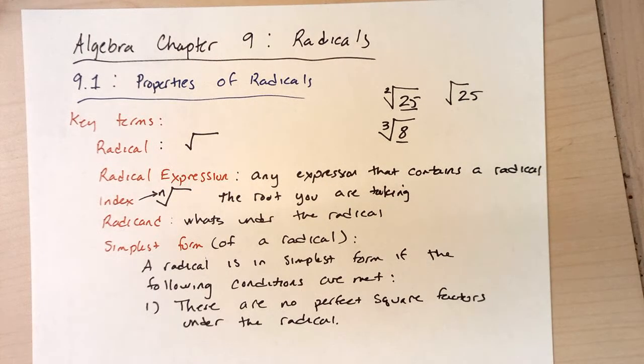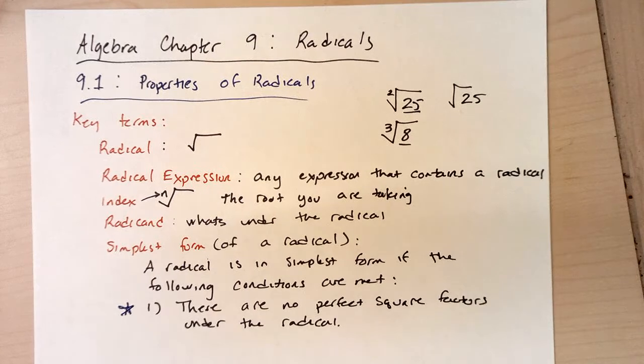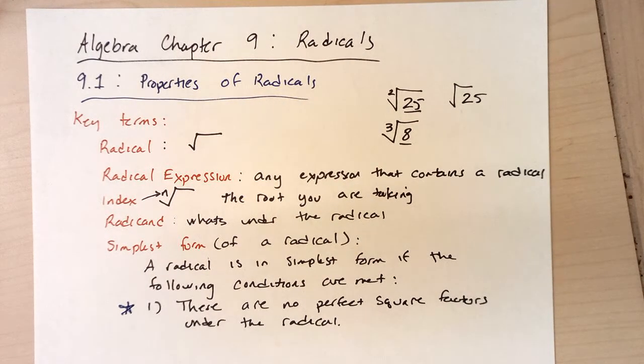And then what we'll concentrate on in 9.1 is putting radicals into simplest form. And a radical is in simplest form if the following conditions are met. Well, right now I only have one condition. There's no perfect square factors under the radical. There's going to be a couple of others that we'll cover in the next couple of days, but right now we'll concentrate on getting any perfect square factors out of the radical.